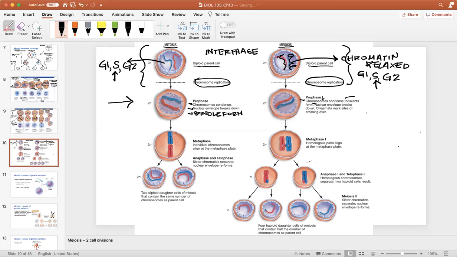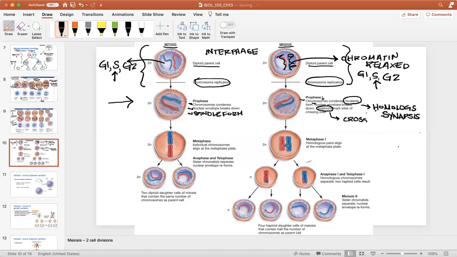Now here are some differences. Bivalents form. Remember, bivalents are homologous pairs. I'm going to write homologs. And the process by which they match up is called synapsis. Okay, so bivalents is another way of saying homologs that are matched up together, and the process when they match up is synapsis. The other thing is crossing over is going to occur here. We're going to talk about that in just a second. Chiasmata is a term that refers to crossing over, so you can just write crossing over here.